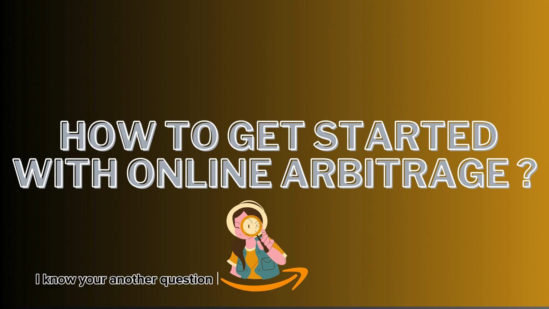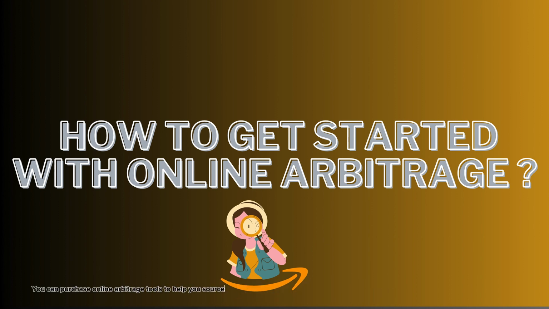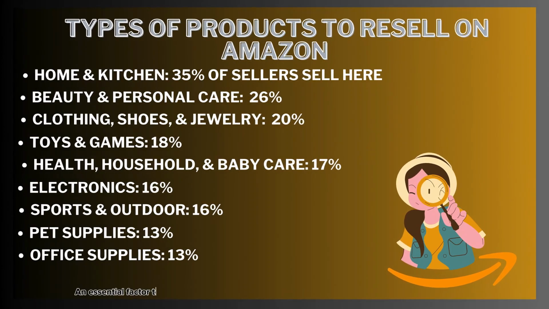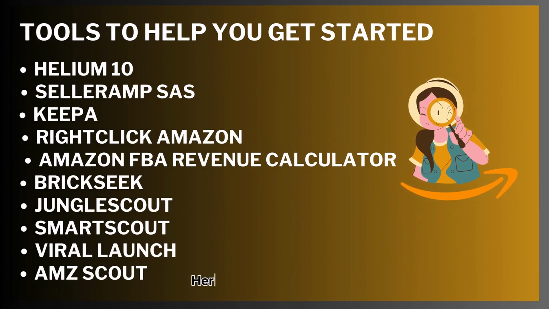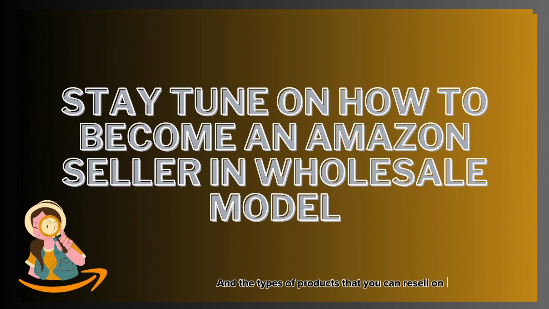I know another question again is how to get started with online arbitrage. You don't need much, just an internet connection, an Amazon seller account, and a couple of free tools to get started. You can purchase online arbitrage tools to help you source products more efficiently, but if you are on a limited budget, they're not necessary. An essential factor to succeed in online arbitrage is to purchase products that will profit on Amazon. Here are the tools to help you get started, and the types of products that you can resell on Amazon.